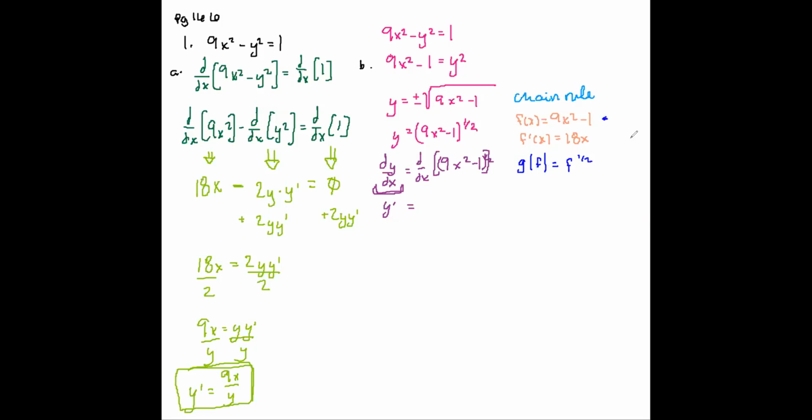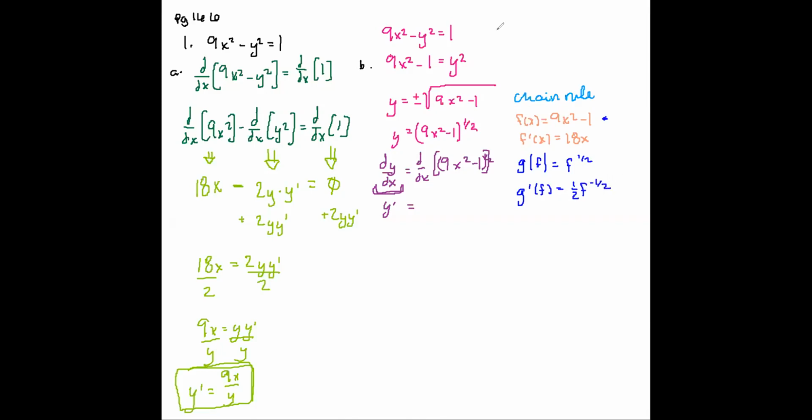Yes, it's like nested. So we have 9x squared minus 1 to the 1/2 up here. That is equal to f, and so I'm just going to write this as f to the 1/2. So what is g prime of f going to be? I guess that would just be 1/2 f to the negative 1/2.